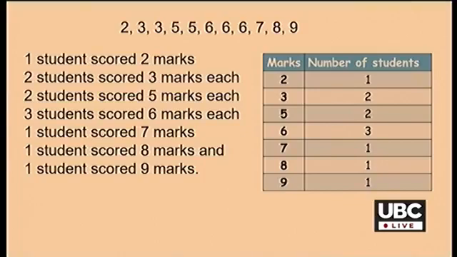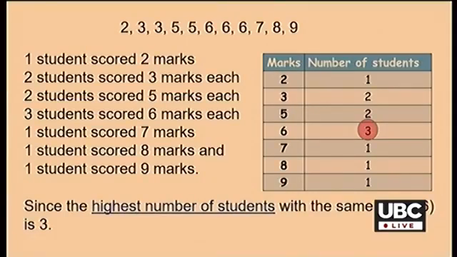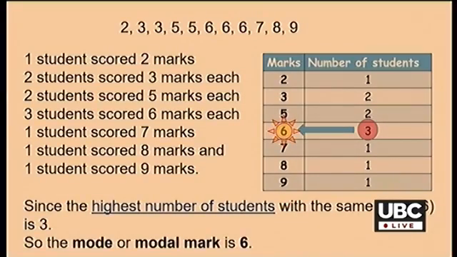So how do we find our modal mark? We are going to arrange our marks in a table, and we shall see the number of students that have the same mark. From our table, we shall see that 3 is the highest number of students with the same mark, which is 6. So what is our modal mark? Our modal mark here is 6 because it appears the most times. So 6 is our modal mark.